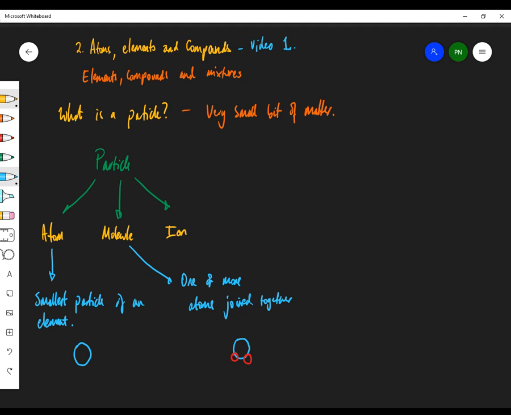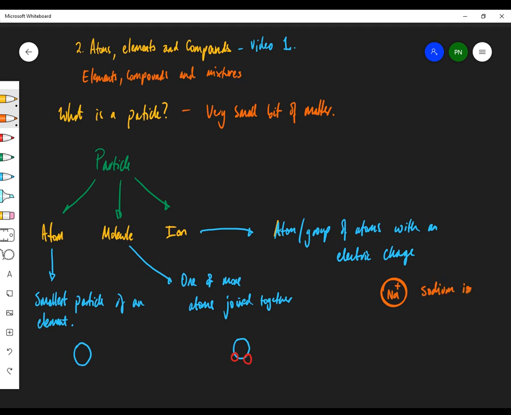Well, what's an ion then? An ion is a bit more complicated. It is an atom, or it could be a group of atoms, with an electric charge. So that's what we mean by an ion. For example, there's a sodium atom. Now, if we take an electron away from a sodium atom, it becomes positive, and this is now known as a sodium ion. These are used in bonding as well.